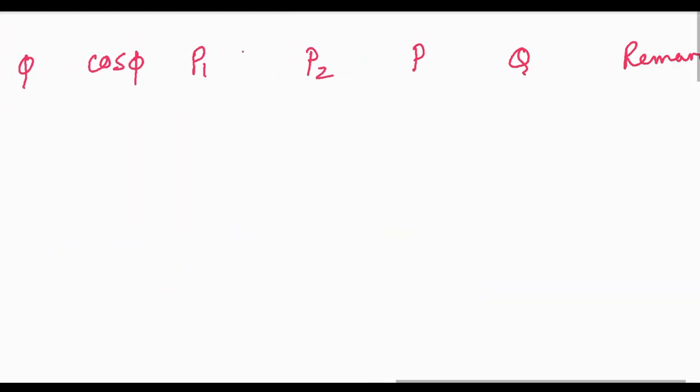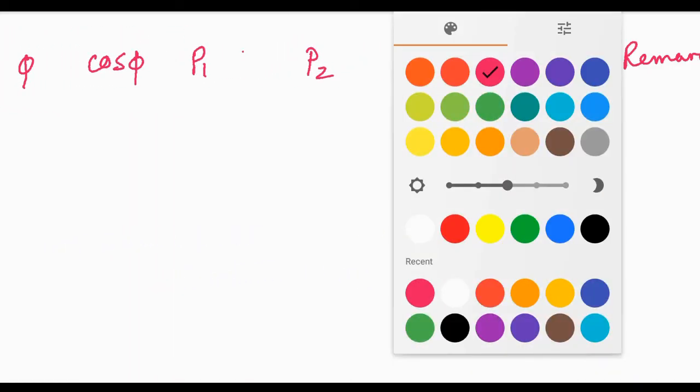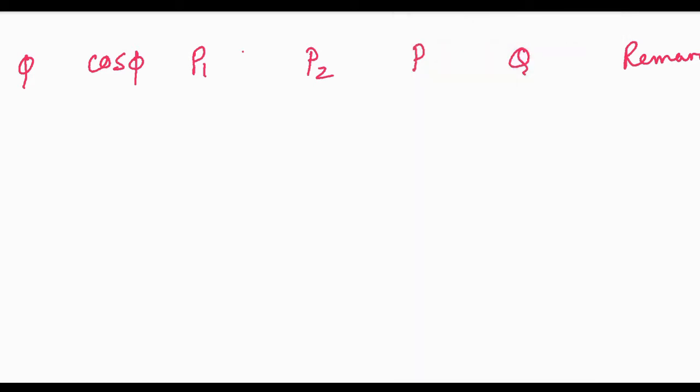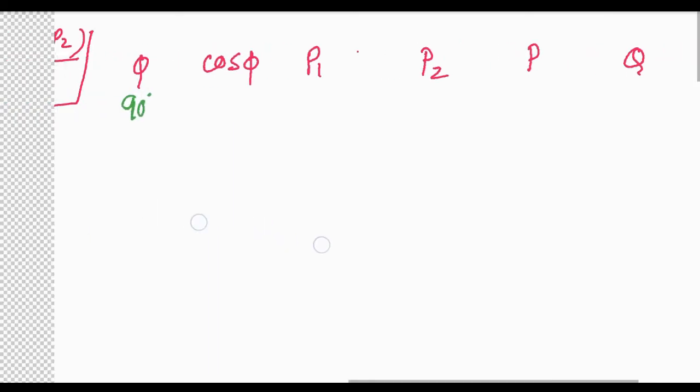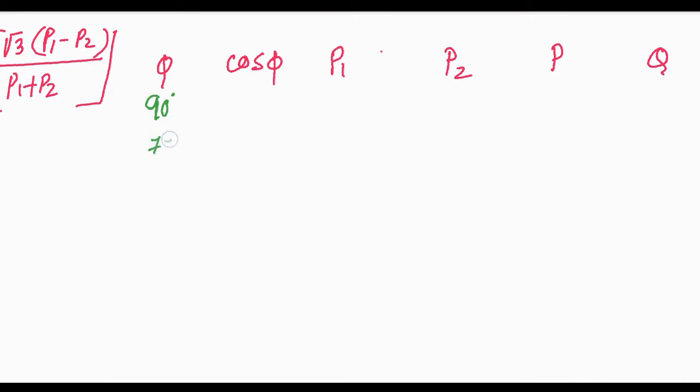So I will calculate all the values. Suppose here for what will be 90 degree, for 75 degree, 60 degree. This is the analysis. These things are not needed to answer the question. This is only for the understanding purpose.